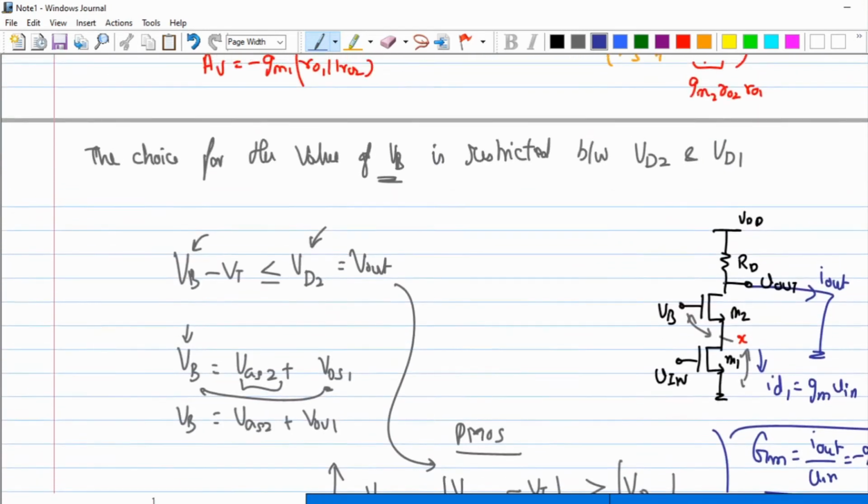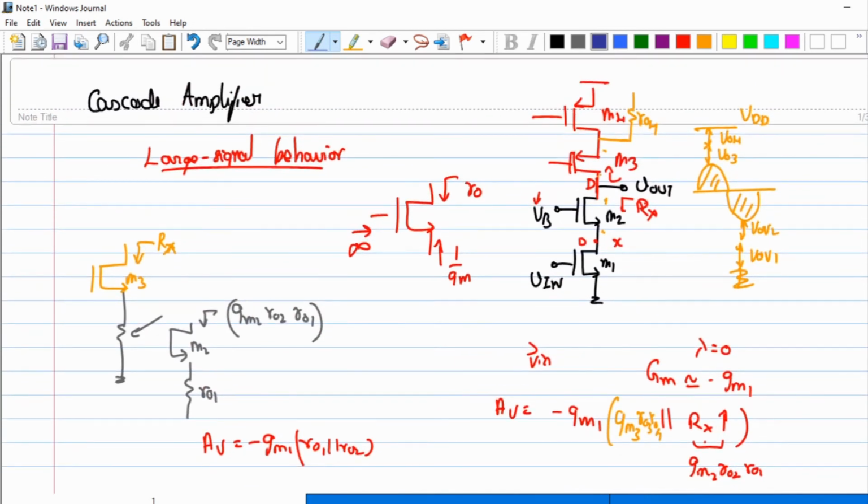Sorry, I forgot about one important thing: the names for these transistors. I'll just quickly do it. What do we call this M1 as?